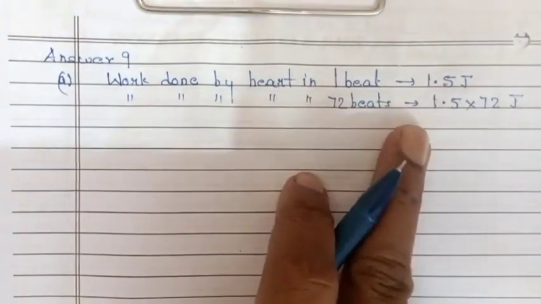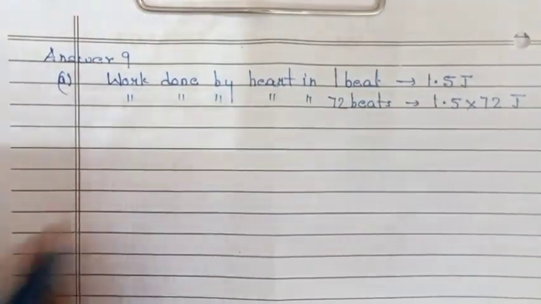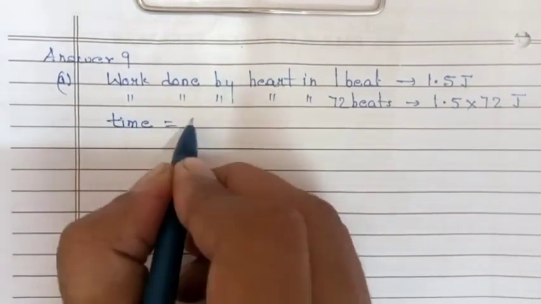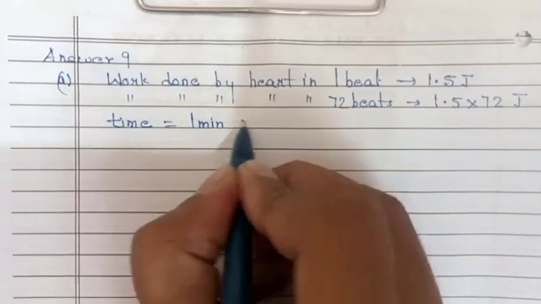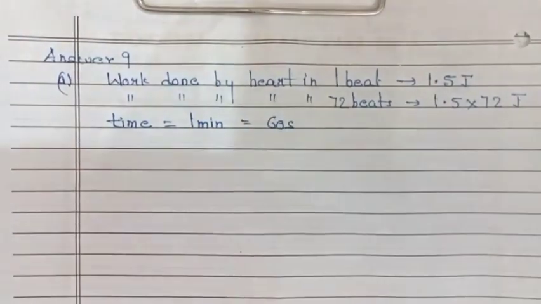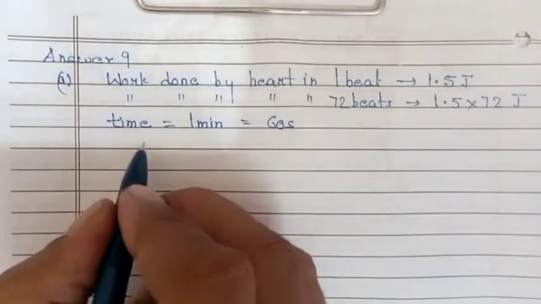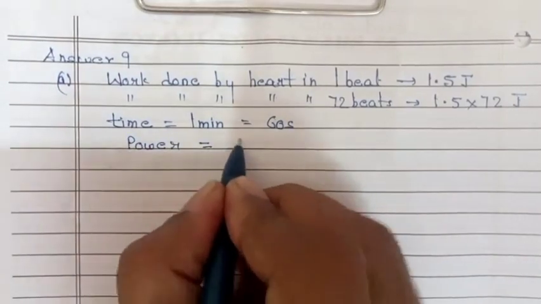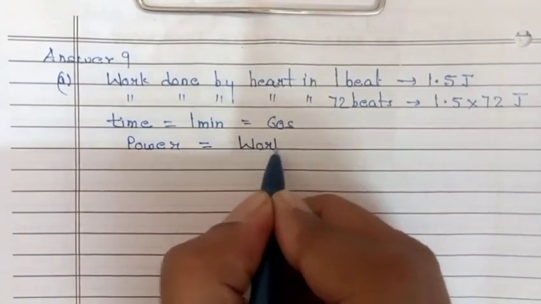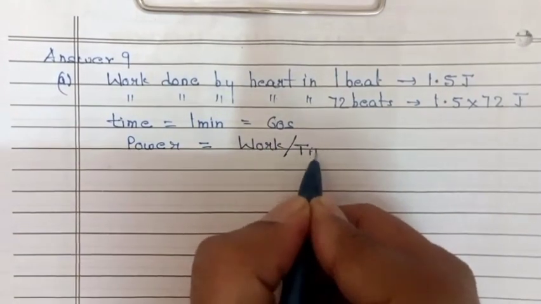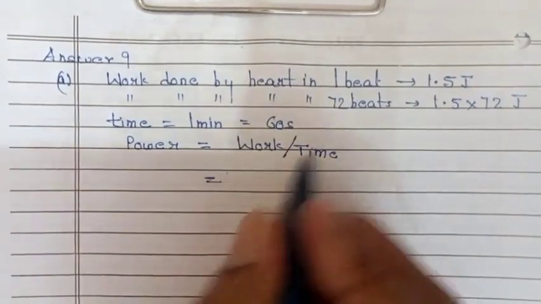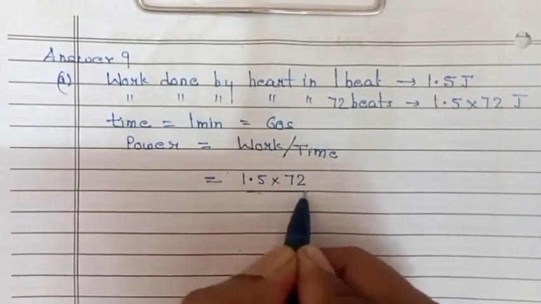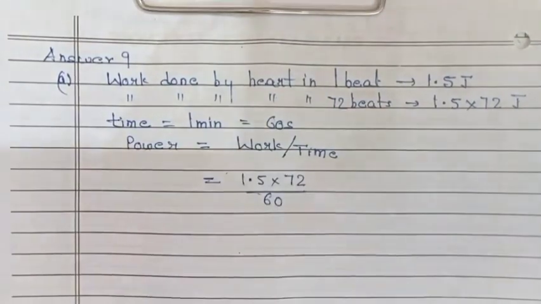Now this much of work heart does in 1 minute. So time given to us is 1 minute, so that is equivalent to 60 seconds. So question says you have to calculate the power of the heart. So power is equal to work upon time. Here the work done is 1.5 into 72 and the time is 60.